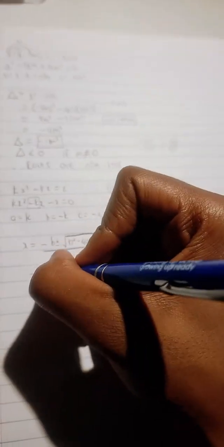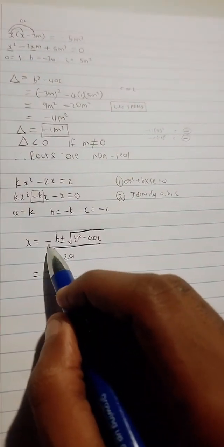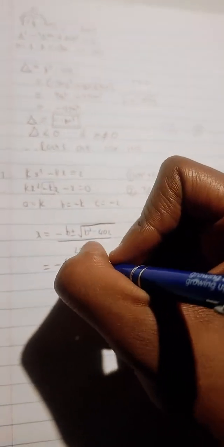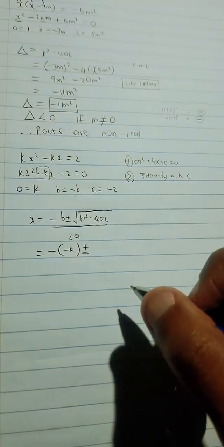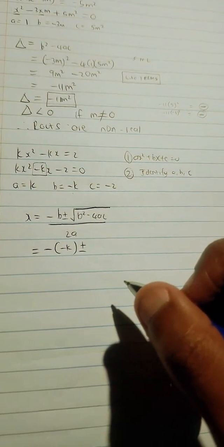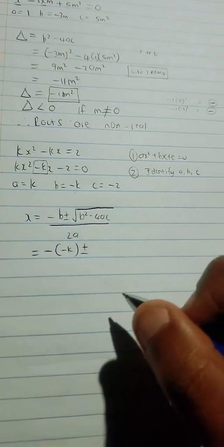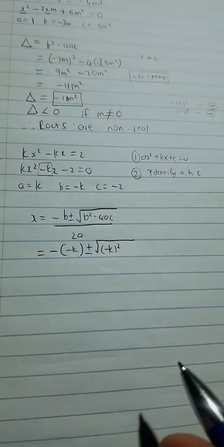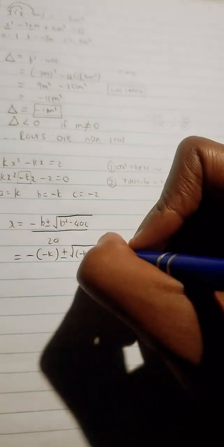Minus b, the minus sign is already there. The b value is negative k. We write plus minus. We substitute using brackets, please, guys. Always place your substitutions in brackets. Don't just substitute without brackets. b is negative k. We open a bracket, we substitute, and we write the squared outside the bracket.